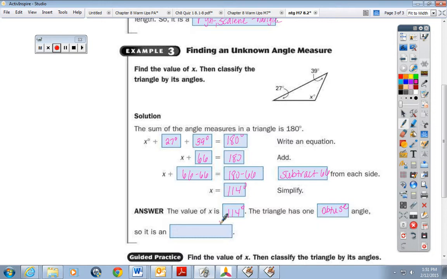Now, do I know anything about the sides? No, so I can't classify it by sides. Finding an unknown side measure, yes, we have that. We use it with right triangles, and it's a little bit of trigonometry, but it's not a right triangle.